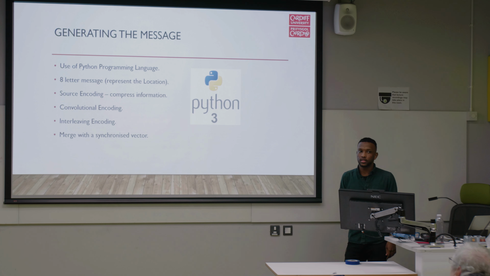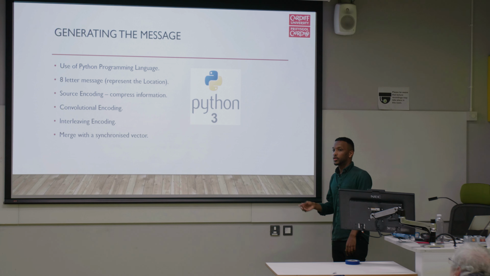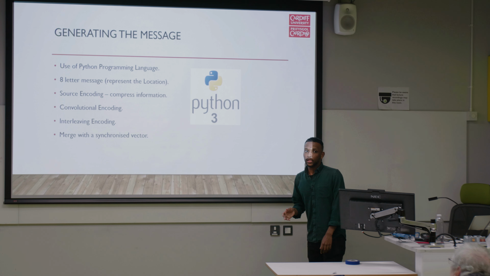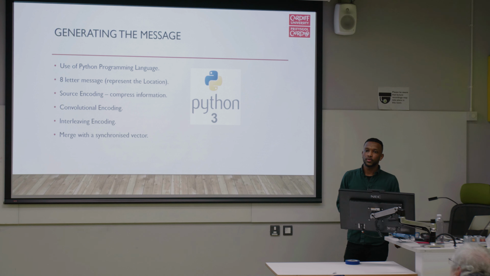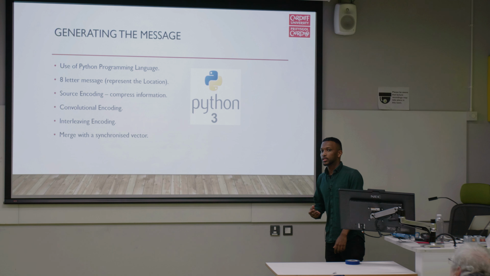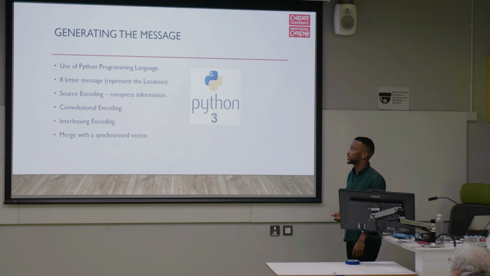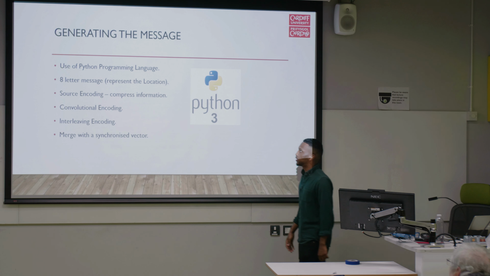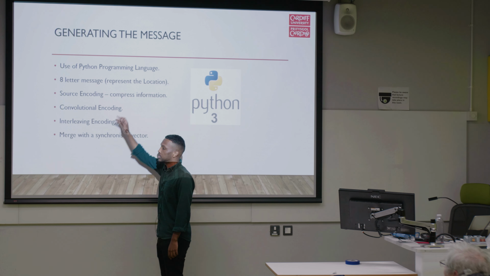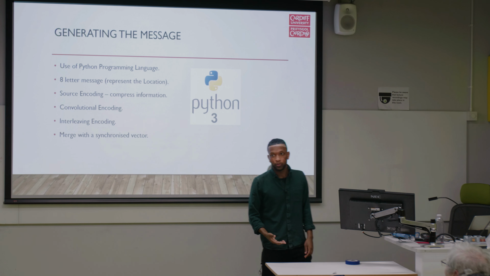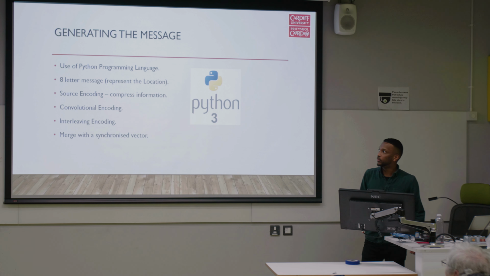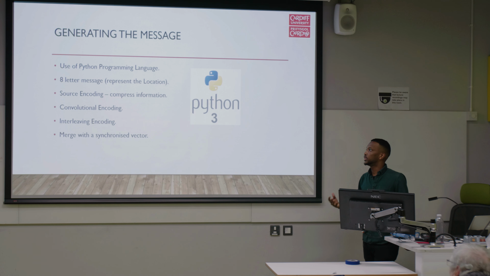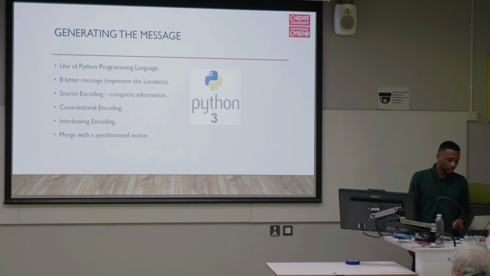And now we generate a continuous wave. We have an initial design for a bandpass filter. We need to actually generate the message that we need to transmit. In order to do that, we use the Python language, and the reason we've chosen Python is because GNU Radio is written in Python, so it makes our life easier. For this project, we have used an 8-letter message that tells us maybe the location, for example. We've done a couple of processes to change this 8-letter message into an array of bits that we can transmit.